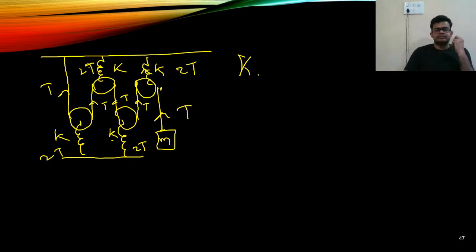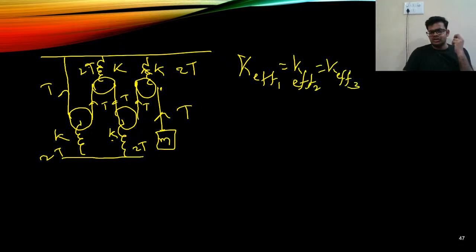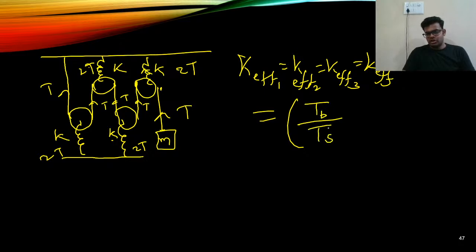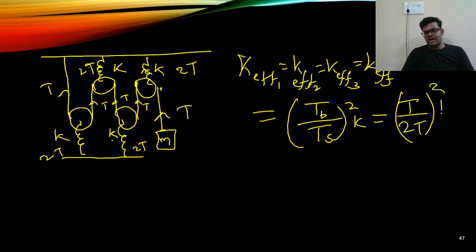So I will write what? K effective 1 is equal to K effective 2, is equal to K effective 3, is equal to K effective 4. All K effectives are equal and that will be equal to tension on the block divided by tension on the spring, whole square, into K. So tension on the block is just T. Tension on the spring is 2T. Just square it. So you are getting K by 4.